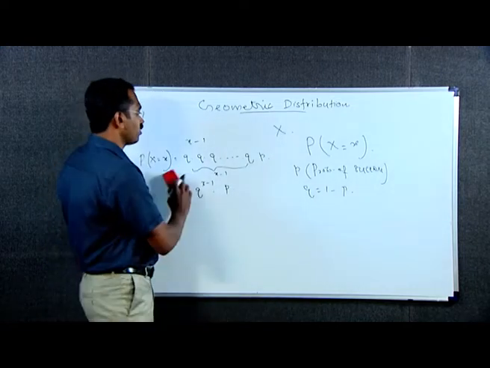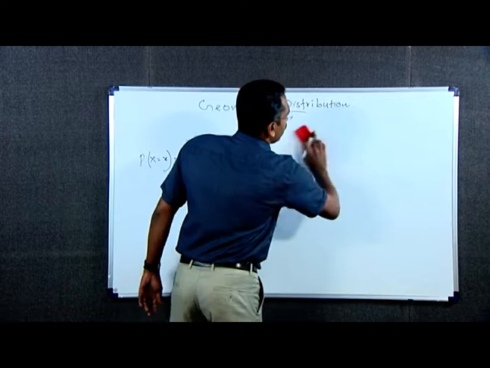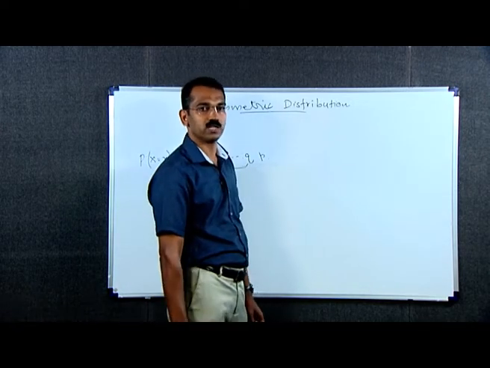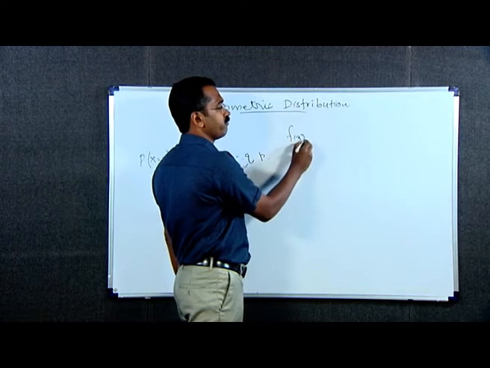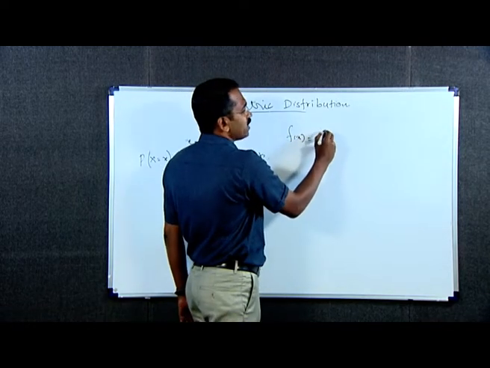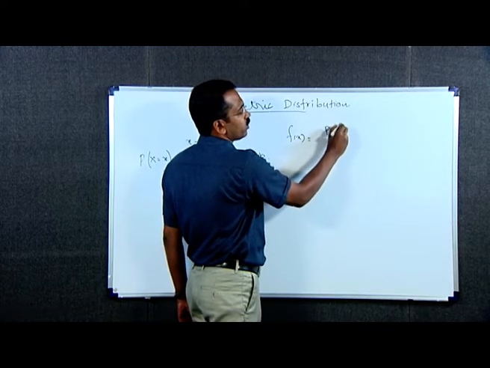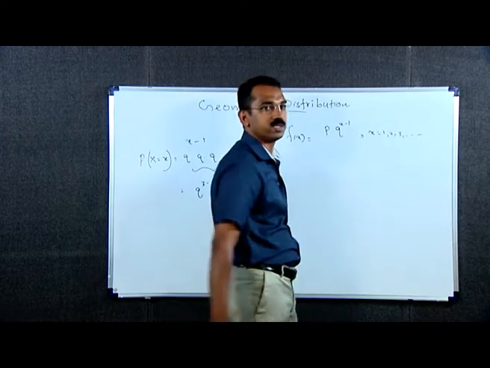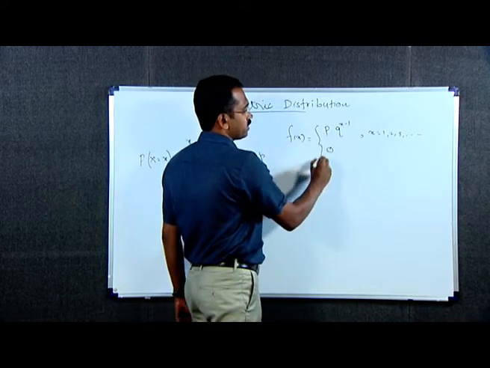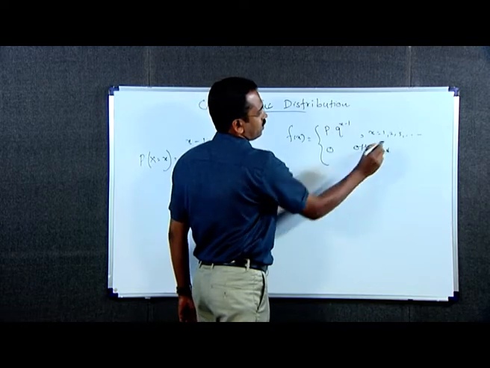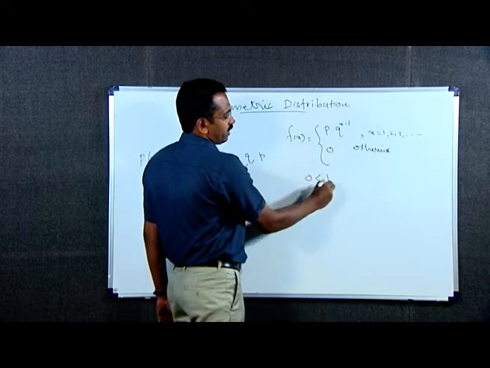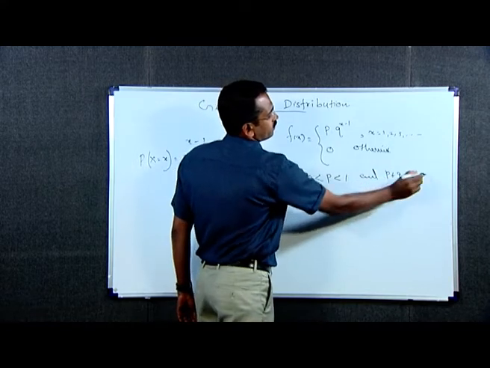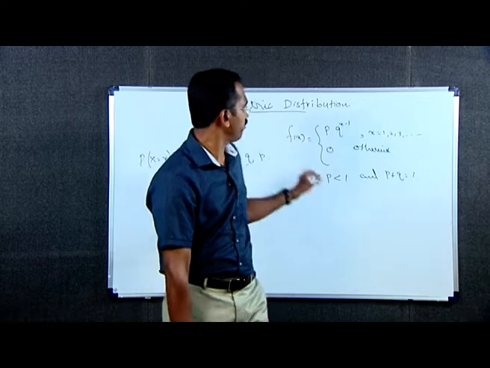That is, the definition of geometric distribution is: a discrete random variable X is said to follow a geometric distribution if its probability mass function is given by f of x equal to q raised to x minus 1 into p, or p into q raised to x minus 1, where x varies from 1, 2, 3, etc. up to infinity, and equal to 0 otherwise. Here p lies between 0 and 1 and p plus q is equal to 1. This is the definition of a geometric distribution.